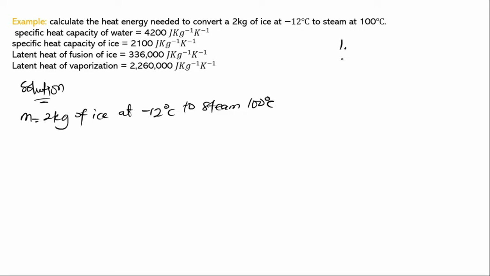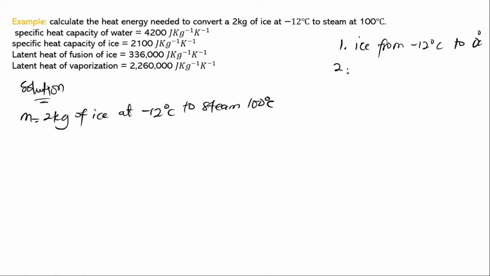The first one that we need to take note of is what? We need to change the temperature of the ice from negative 12 degrees Celsius to 0 degrees Celsius. So we change the temperature of ice from negative 12 degrees Celsius to 0 degrees Celsius. And then there will be a heat energy needed to do this conversion.